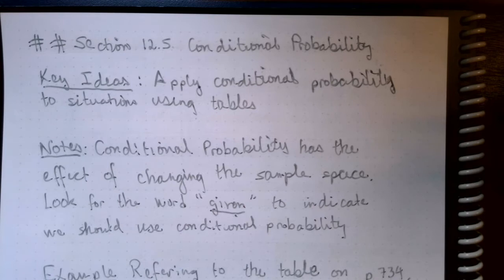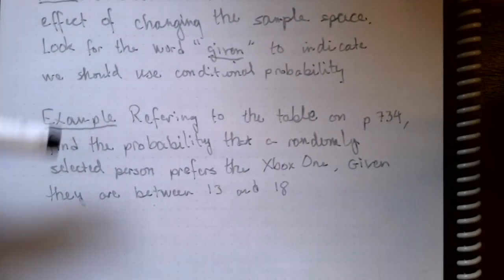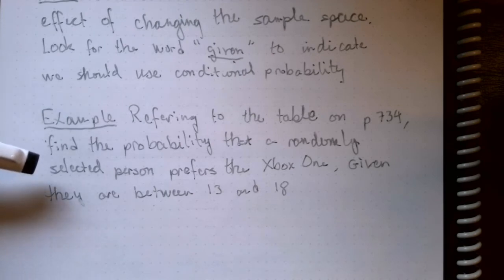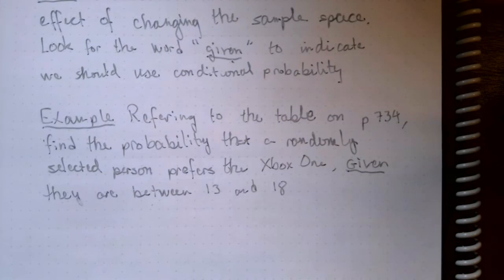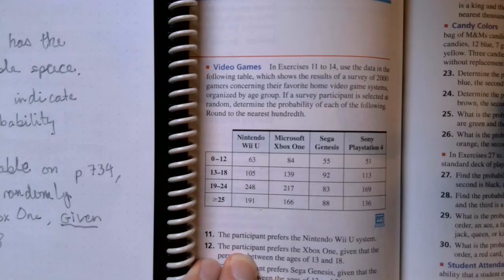Okay, so let's look at this first example here. I'm going to refer to the table on page 743 of our textbook. We want to find the probability that a randomly selected person prefers the Xbox One given they are between 13 and 18. Okay, so let's switch over and look at our table here. Alright, so here's our table, our survey.